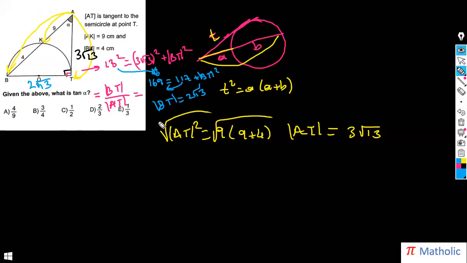Okay, this is the end of the question. Actually, we have finished the question, we solved it. We just have to plug in here. Let's write it down. So the question is about tangent A, and tangent is O over A, which is 2 radical 13 over 3 radical 13. If you cancel out the radicals, the answer will be 2 over 3. This is the final answer.